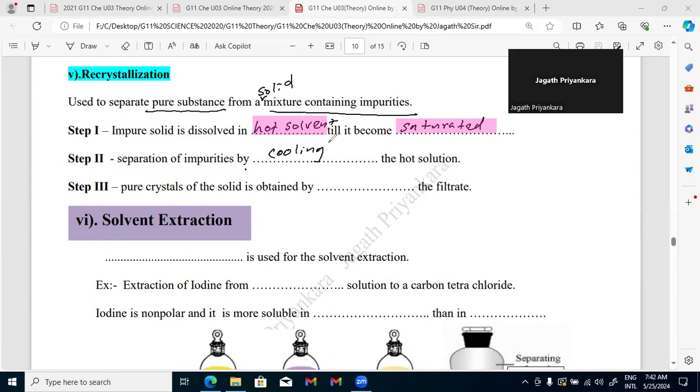Because it has a small amount of impurities, the impurities will not get saturated. Only the solute gets saturated by cooling the hot solution.